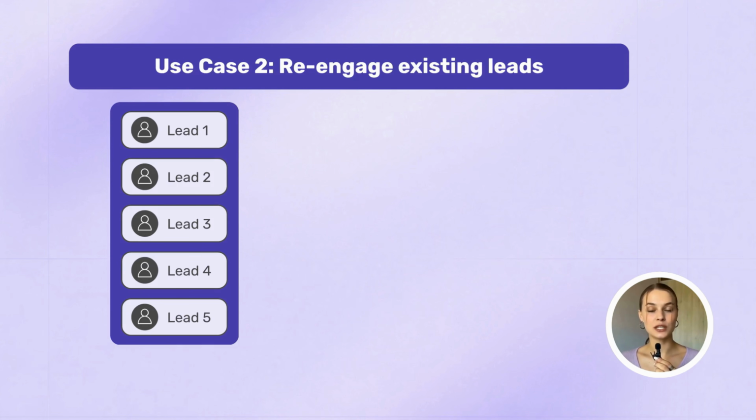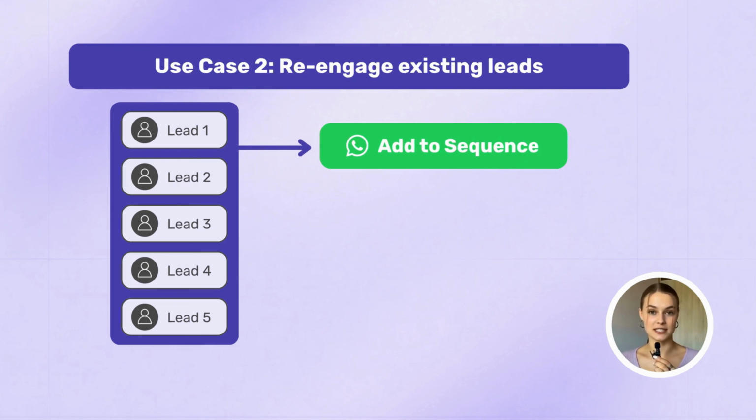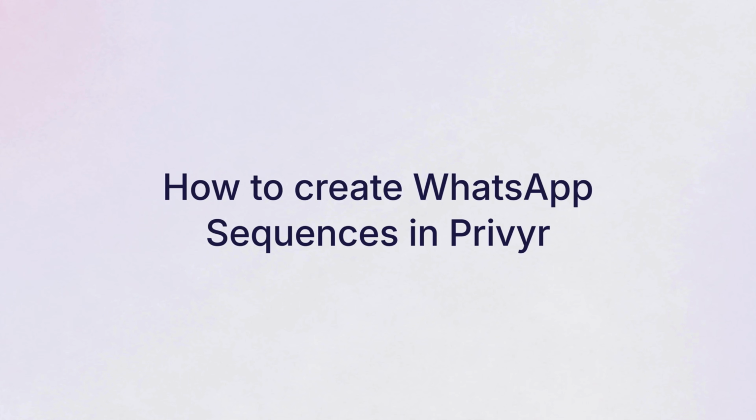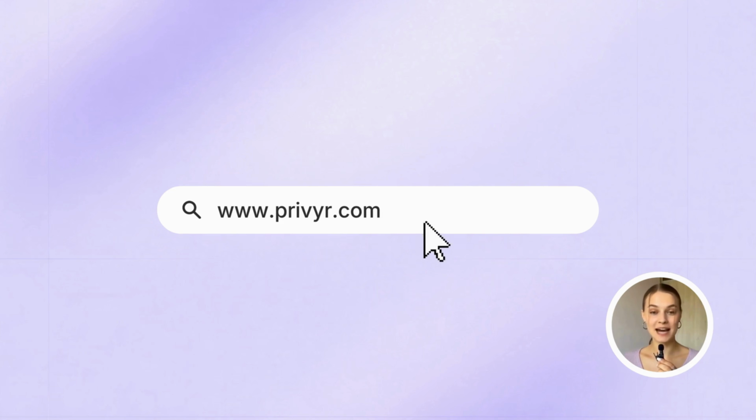Next, I also use sequences to bulk re-engage existing leads, keeping them warm without any manual work. These could be leads who aren't ready to buy yet or old leads who went quiet but showed real interest in the past. Let's start by building your first WhatsApp sequence.